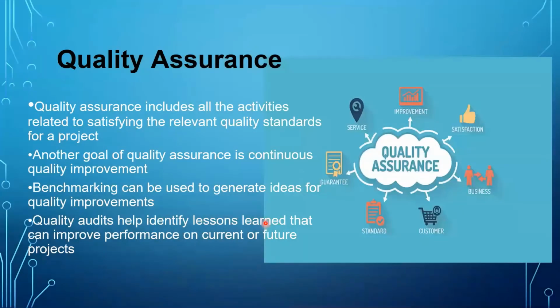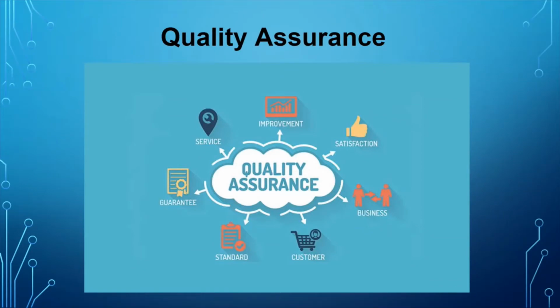Yogendra will add on quality assurance. Now we will see what quality assurance is. Quality assurance includes all the activities related to satisfying the relevant quality standards for a project. Another goal of quality assurance is continuous quality improvement. Benchmarking can be used to generate ideas for quality improvements, and quality audits help identify lessons learned that can improve performance on current or future projects.